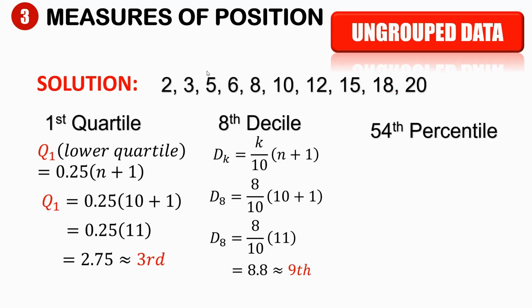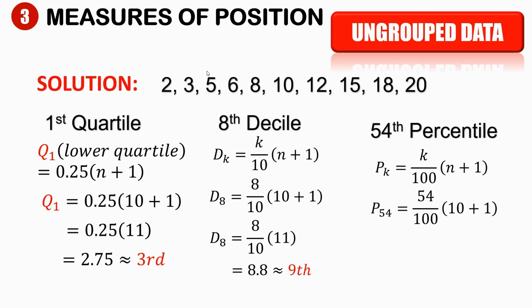We are going to do the same thing for the 54th percentile. We have p sub k is equal to k over 100 times n plus 1. Our k here is 54 because that is the position that we are looking for, and our n, the same thing, is equal to 10. Let us substitute: 54 divided by 100 times 10 plus 1. Simplifying, we have 5.94, which is approximately the 6th position. What value is that? That is equal to 10.